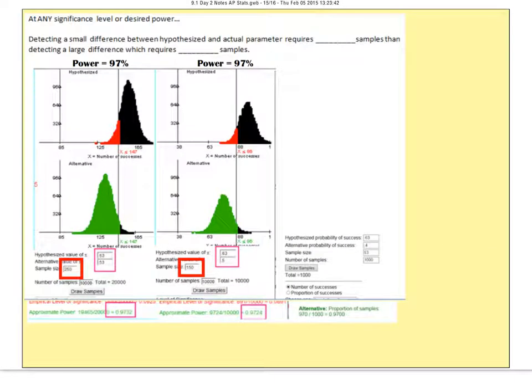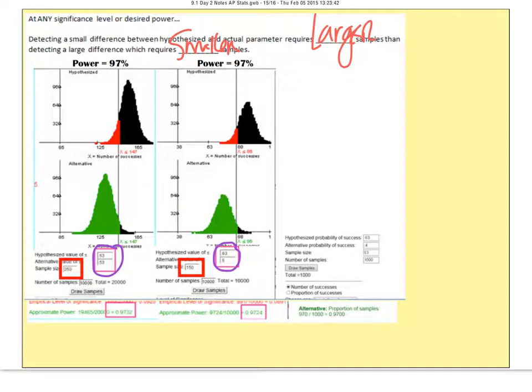A key thing to know about power is this: for any significance level or desired power, being able to detect a small difference between the hypothesized and actual parameters requires larger samples than detecting a large difference, which requires smaller samples. Let me just show you what this one means because it gets a little confusing. The first statement here, to detect a small difference between the hypothesized and the actual, we need a large sample. Right here, we have 0.63 is our hypothesized, 0.53 is our alternative. Now in our second example, we have 0.63 is hypothesized, 0.5. So here there's a smaller difference, here there's a larger difference.